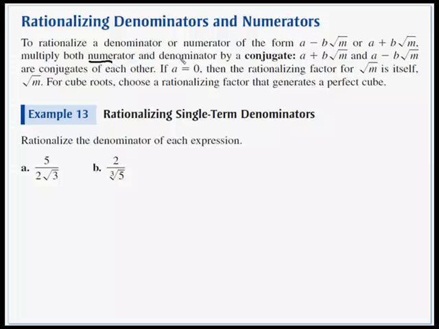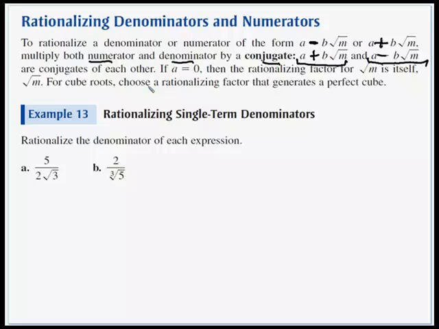both the numerator and the denominator by a conjugate. A plus b times root m or a minus b times root m. They are conjugates of each other. You know, conjugates, every term looks the same. The only difference is the sign. Here it's a plus, here it's a minus, so those are conjugates. In the one above it, the minus is first, so its conjugate would have the plus.